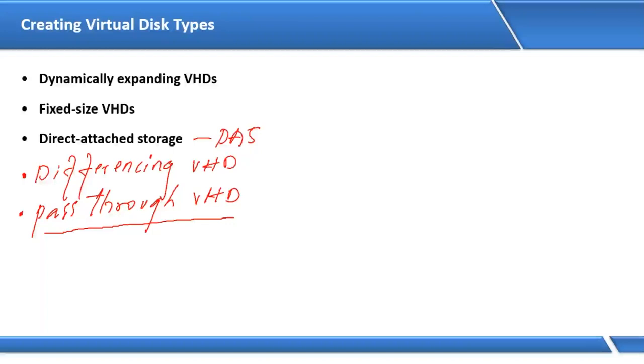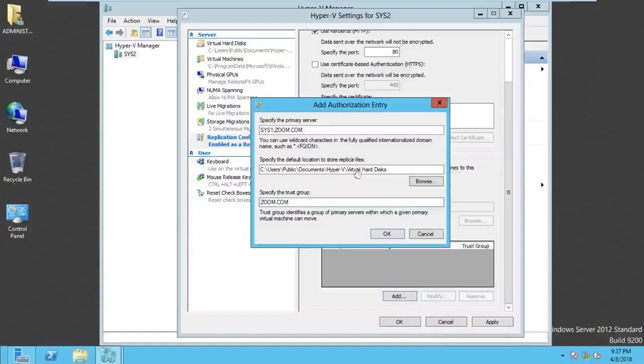Why is it created? Because when data is replicating from the physical machine system 1 server, all the VMs' data is replicating to the virtual machine system 2, Hyper-V. So this data has to be stored in one hard disk location. That is called pass-through VHD. So in system 2 one hard disk is created, and this hard disk is called pass-through VHD, and this is the location. Okay, so we have to click OK.